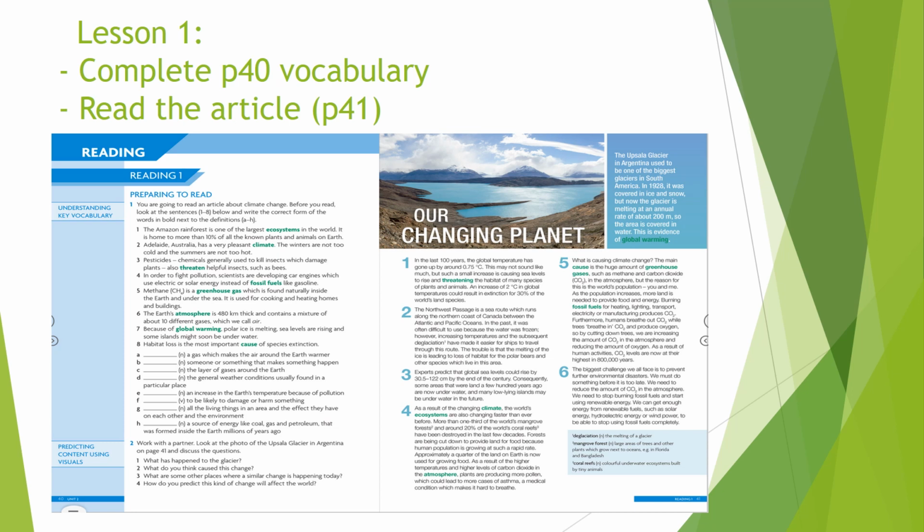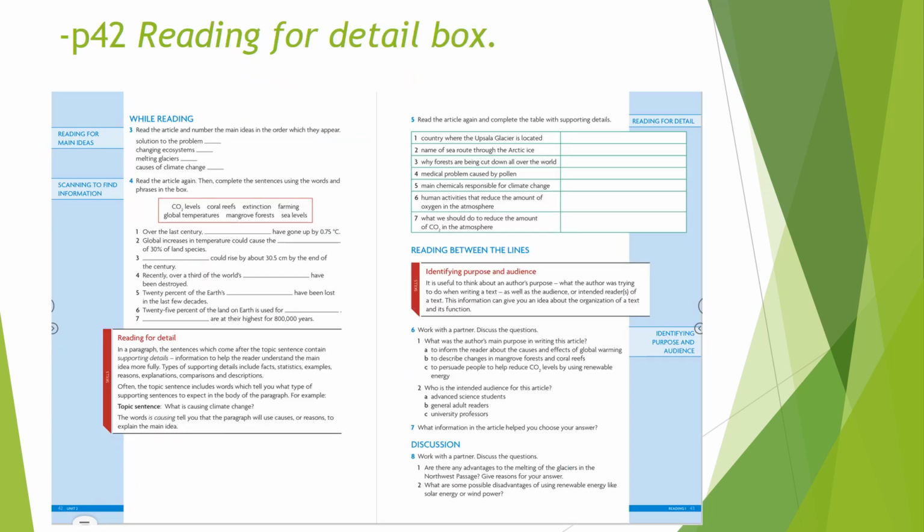Okay, and then you are ready for the next page, which will be page 42 in the book. Page 42, reading for detail box. So you only need page 42 and you only need the reading for detail box in the bottom half of the page. Don't worry about the rest of the activities on page 42 and 43, just the reading for detail box.